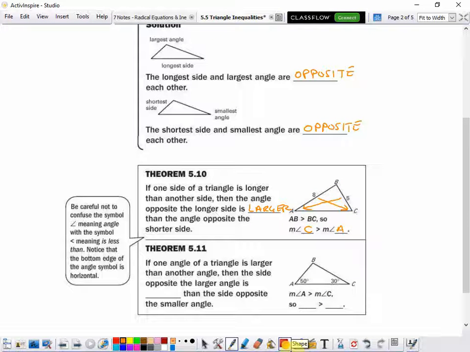And conversely, if one angle is larger than another, then the side opposite the larger angle is longer than the side opposite the smaller angle. So here, angle A is bigger than angle C, so across from angle A, the length of BC is greater than across from C, the length of AB.